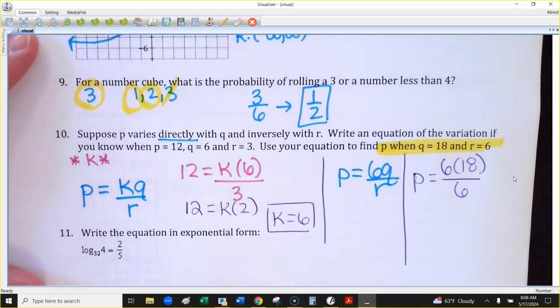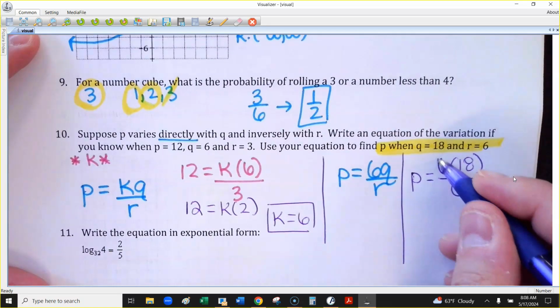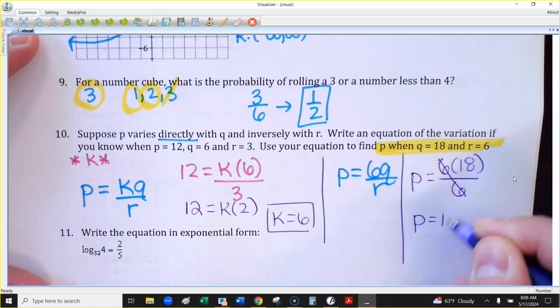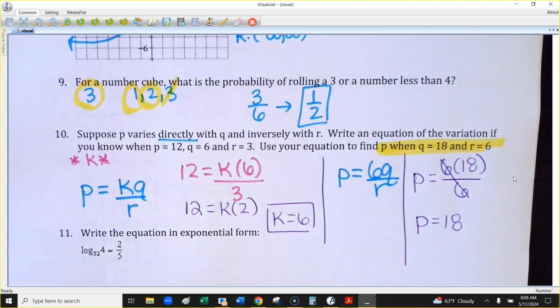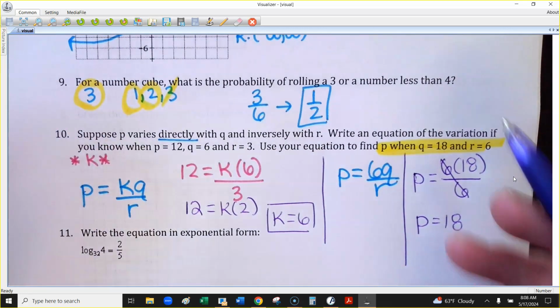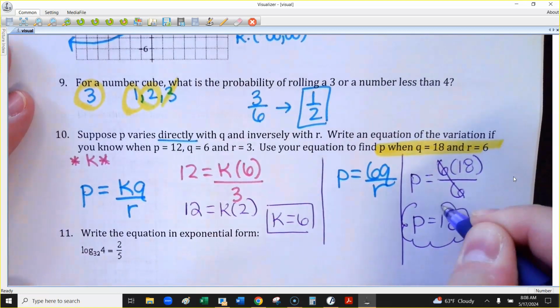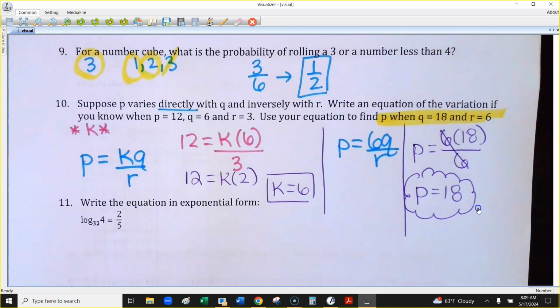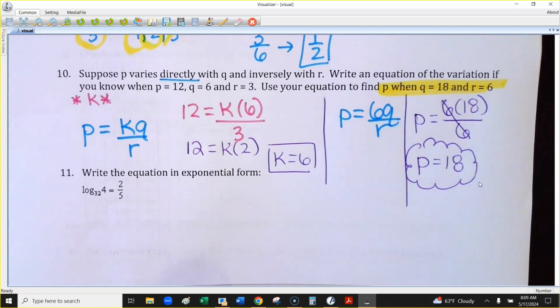And if you want, we can just cross those 6's off right there. P should be 18 to answer that question. So this is going to be my answer. Just don't forget the K value. People always forget that. And we're going to do 2 more problems, and then I'm going to be quiet.